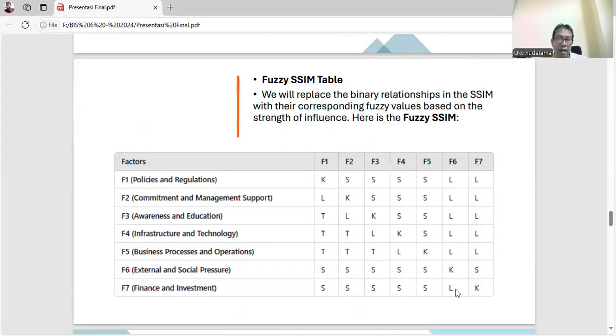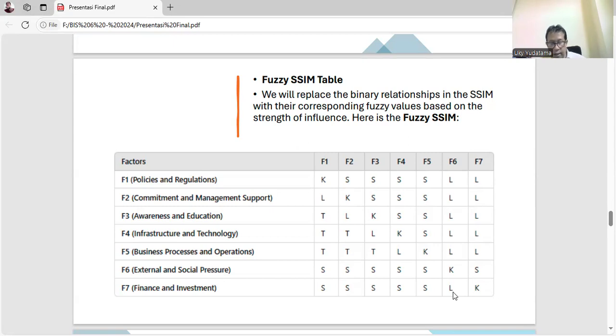Fuzzy SSIM. This table represents the fuzzy structural self-interaction matrix, which is a key component in the FISM method. It is used to capture and represent the relationships between various factors that influence lecturer behavior in maintaining academic integrity. The fuzzy values are used to indicate the strength of influence between each pair of factors. Each row and column corresponds to the different factors, such as policies and regulation F1, commitment and management support F2, and so on.